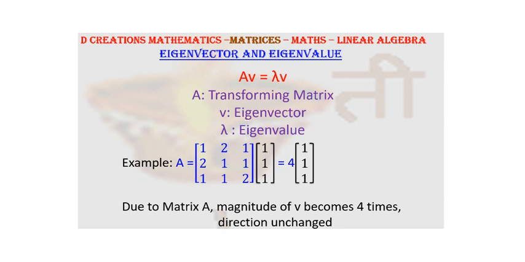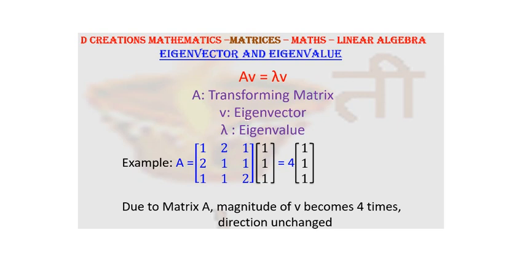Let us take an example of a matrix and a vector 1, 1, 1. Let us try to multiply it. All of us must be familiar with matrix multiplication by now because we have done lots of videos on it earlier. If you are still not very sure, please refer to our earlier videos in Decreations Mathematics. So let us multiply it.